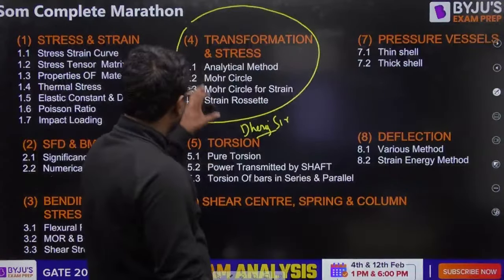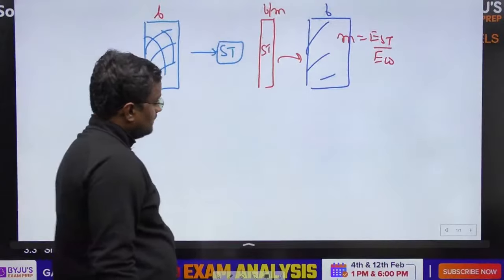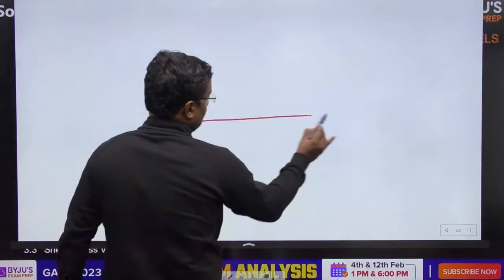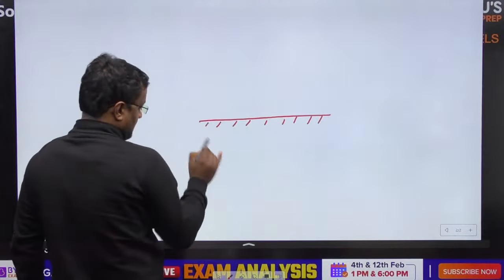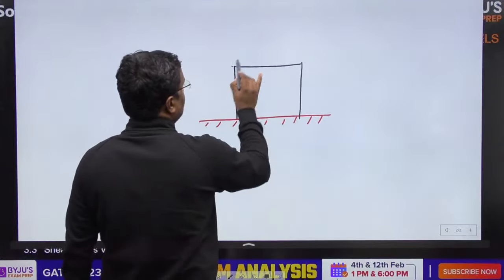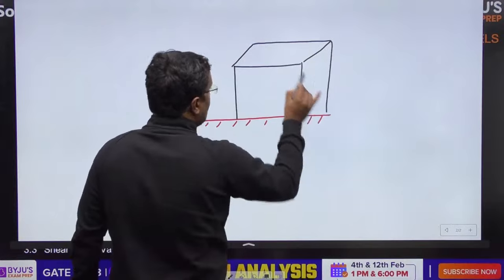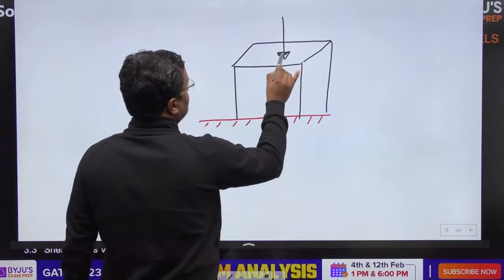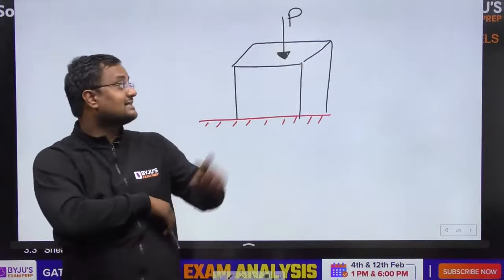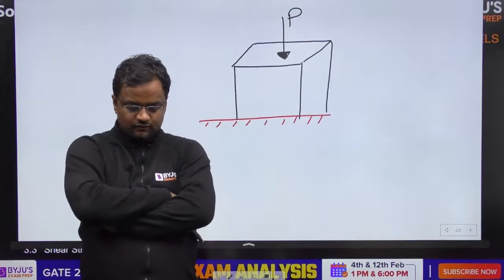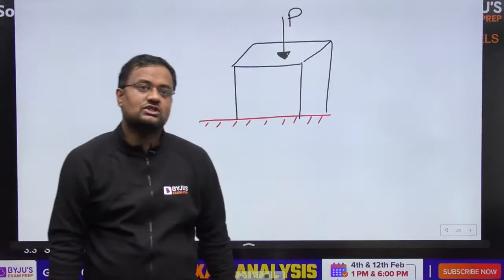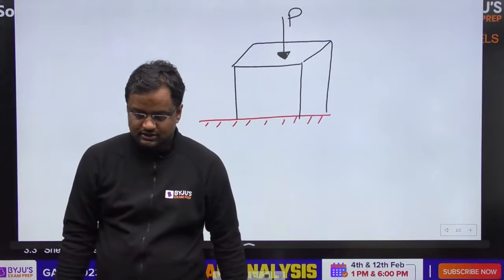Now, before going to this part, please tell me, if this is a floor and in this floor, suppose this is a body. Now, please tell me if I am applying a P force here, exactly at the center of mass, will normal stress come or will shear stress come?